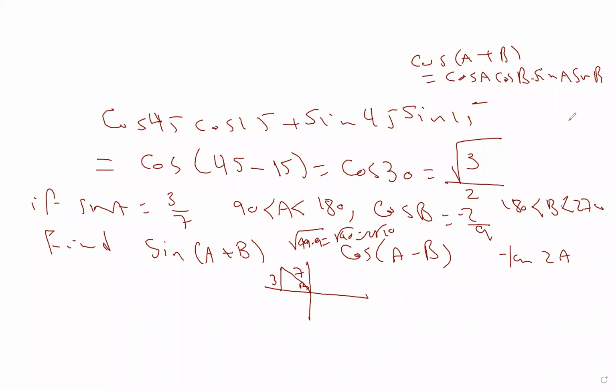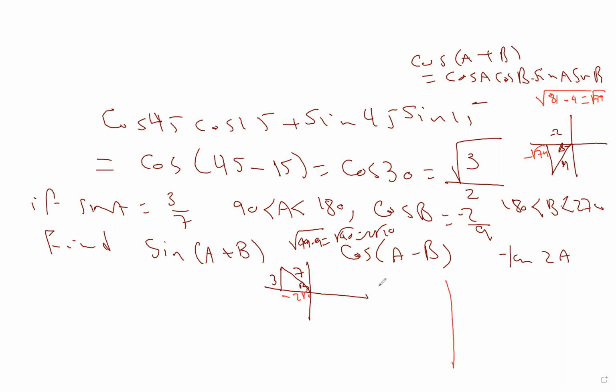And angle B will be in the third quadrant, and cosine is negative. This is B, and cosine is adjacent over hypotenuse. It will be negative 2 over 9, and we can find the third side by using the Pythagorean relation. This is 9 power 2, which is 81, minus 4, equals root of 79. This one, negative root of 79. And this one is negative 2 root 10.